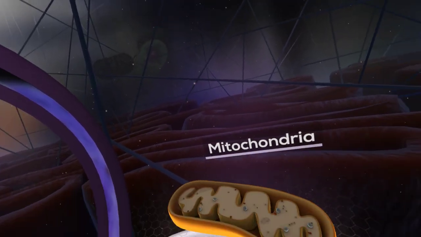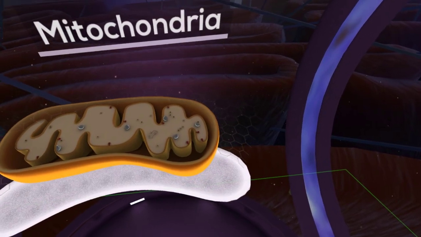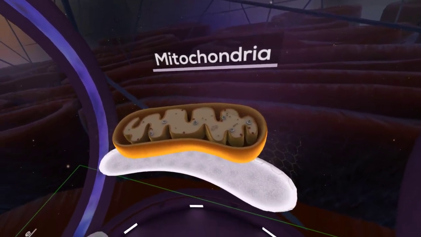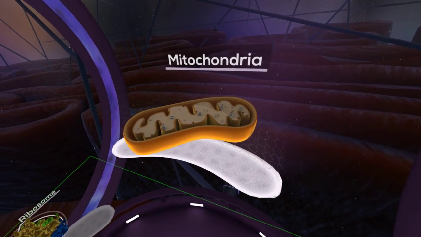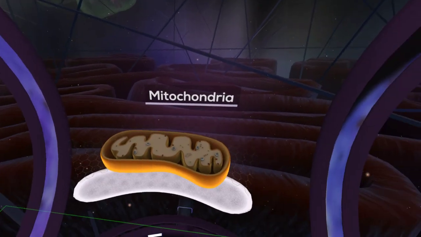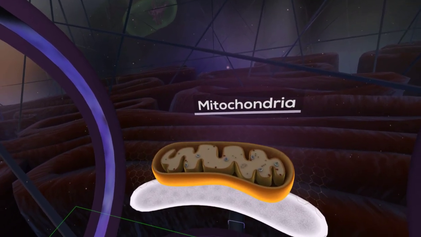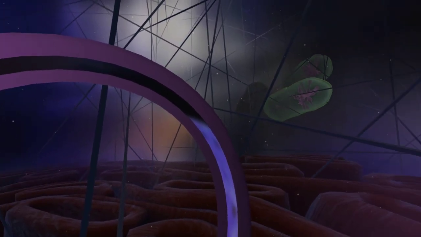Mitochondria are free-floating organelles, typically referred to as the powerhouse of the cell. Mitochondria received their name due to their vital role in ATP generation. ATP, or adenosine triphosphate, is the main source of energy within the cell. Mitochondria take the pyruvate and convert it into carbon dioxide and water, releasing ATP in the process.